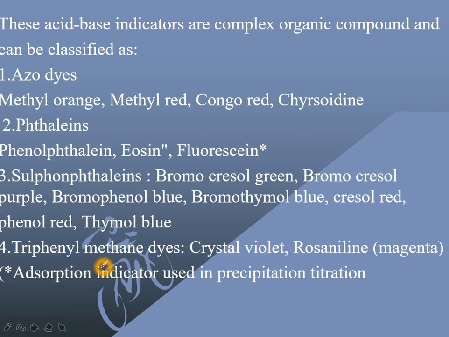Here comes the classification of the acid-base indicators. Acid-base indicators can be classified chemically as azo dyes, phthaleins, sulfonphthaleins and triphenyl methane dyes. The examples under azo dyes are methyl orange, methyl red, Congo red, etc. Those coming under phthaleins are phenolphthalein, eosin and fluorescein.